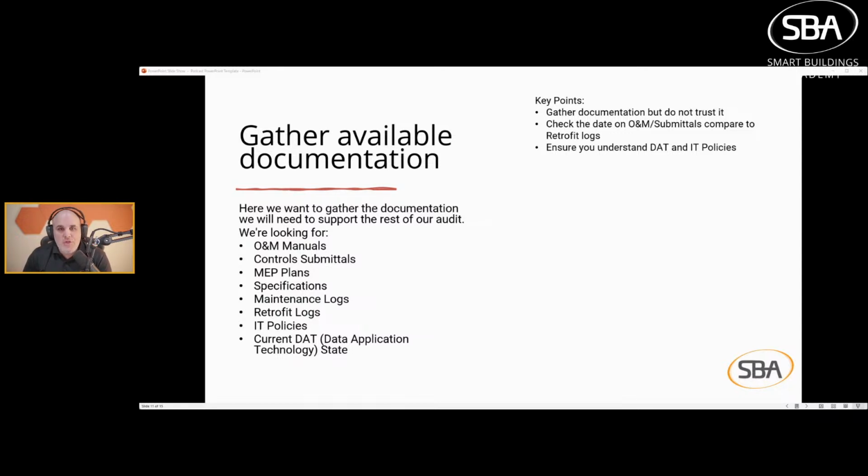So definitely do that. A little trick I like to do is I like to Google the building, right? Google the building and look for construction records.